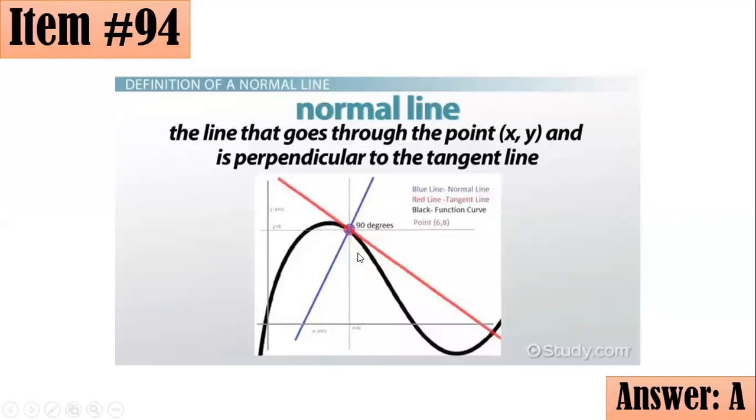In other words po, if ever two of your lines are neither horizontal nor vertical, then the product of the slopes of your tangent line and your normal line should be -1. That's why, halimbawa po, if this is our tangent line, then the normal line should be creating a 90-degree angle with your tangent line. So letter A nga po yung ating tamang sagot.